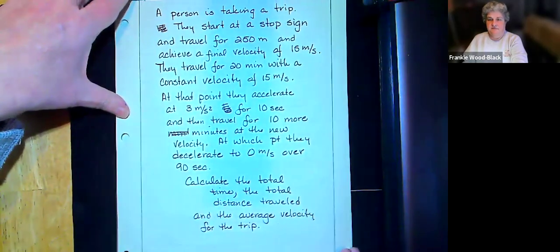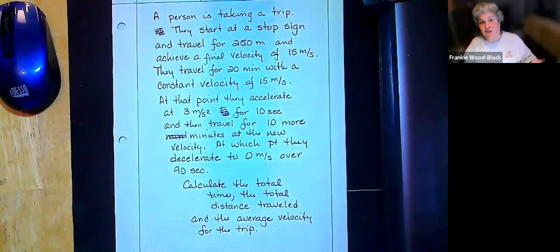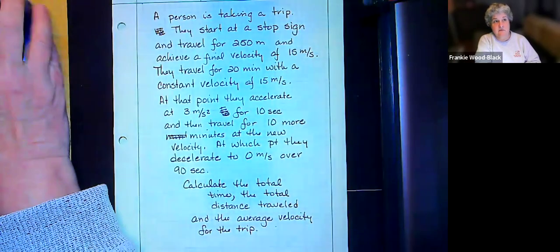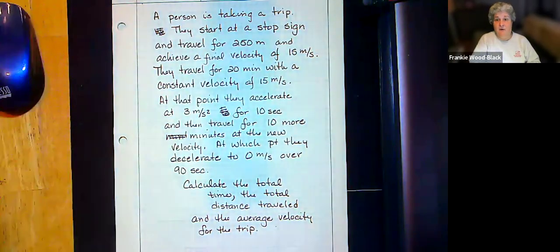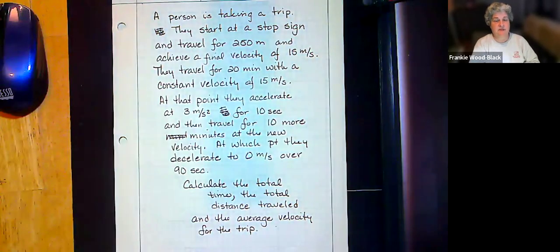Okay. This is probably the most complex one-dimensional physics problem you're going to get. And for those of you who hate word problems, I'm sorry. This is what we got. We got word problems. So I've got a person. The person is going to take a trip, and we're explaining what this person is doing.